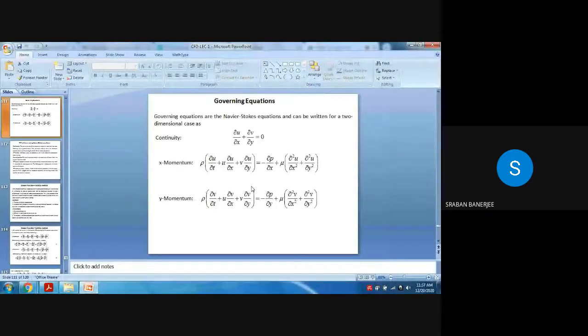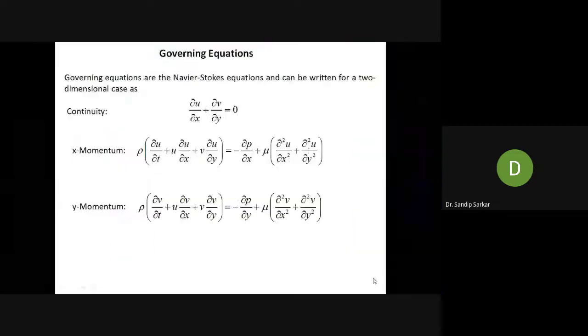Sir, please repeat the question. The question is that we have equations for the u momentum. We have equations for v, but we don't have an equation for the pressure. Then how do we calculate the pressure? Do we have an equation for the pressure? Okay. We don't have an equation for the pressure. Right?